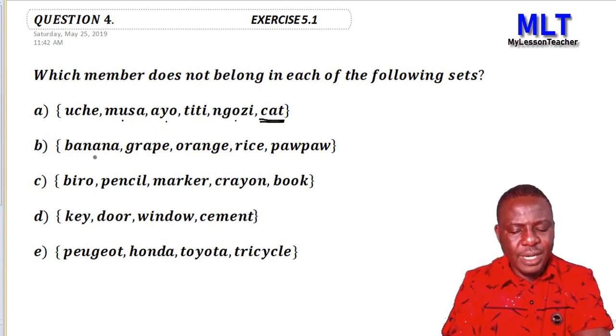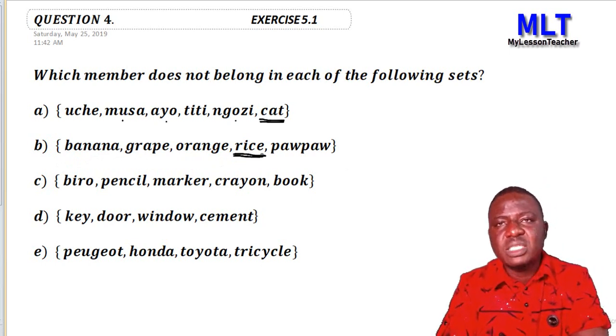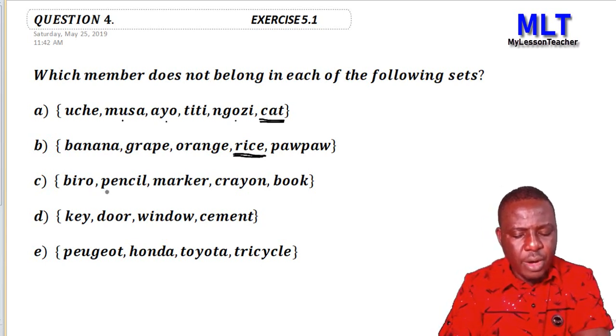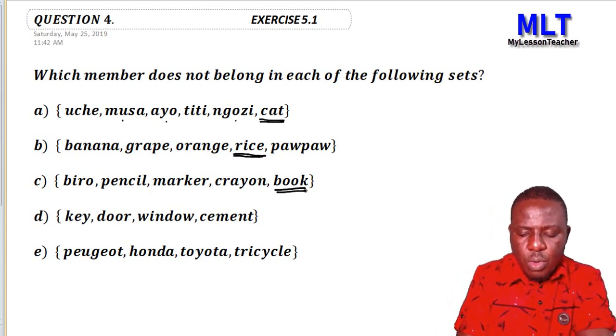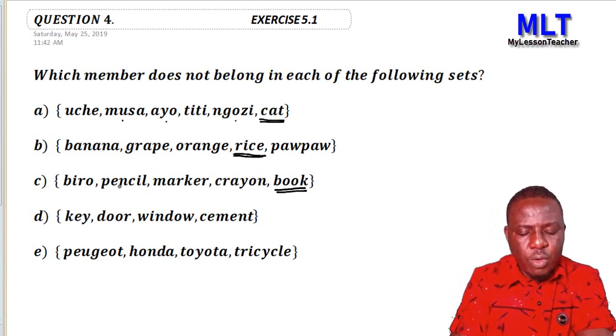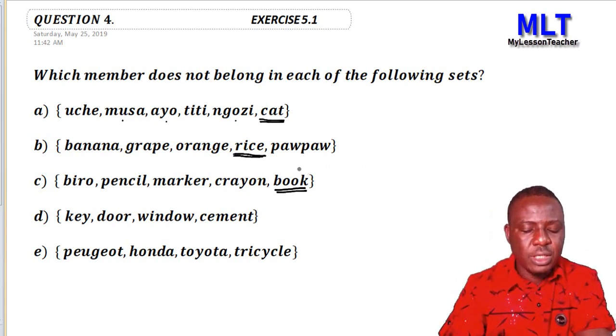B, we have banana, grape, orange, rice, and pawpaw. Rice is odd here because all these are fruits, while rice is not. Biro, pencil, marker, crayon, book. Book is odd because biro, pencil, marker, and crayon are used in writing on books. So book is said to be odd.